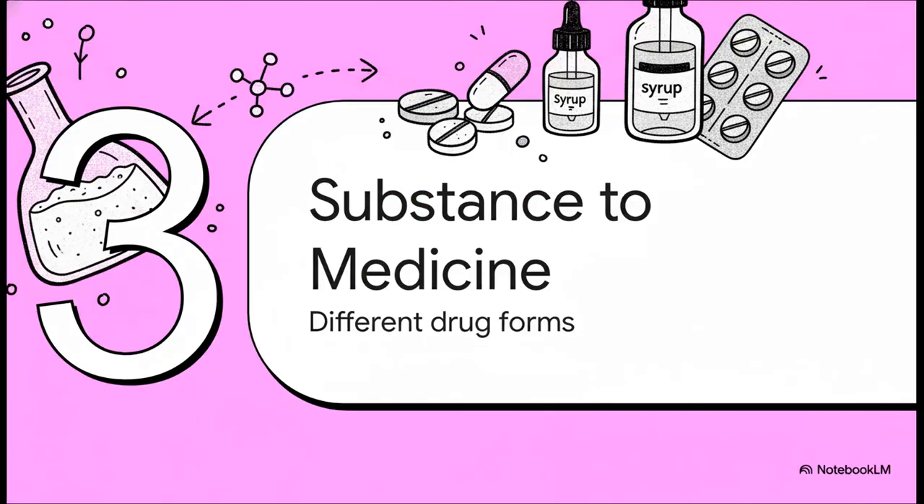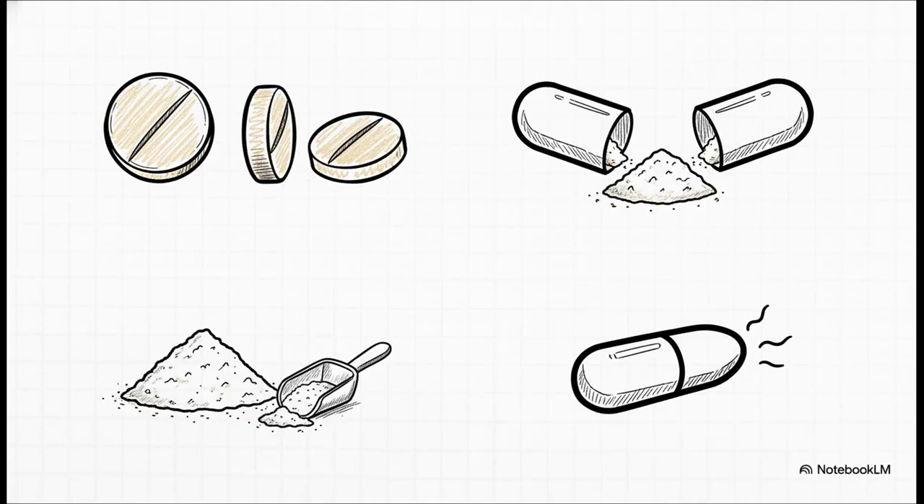So, we've talked about the theory. We've talked about the names. Now let's get a bit more practical. How does a chemical powder sitting in a lab become the actual tablet or syrup that a patient takes? Let's start with the solid forms, which are the most common ones you'll see. You have tablets, which are really just compressed powder, but they can be quite clever with special coatings to protect them from stomach acid, for example.